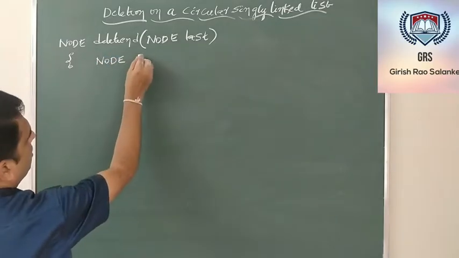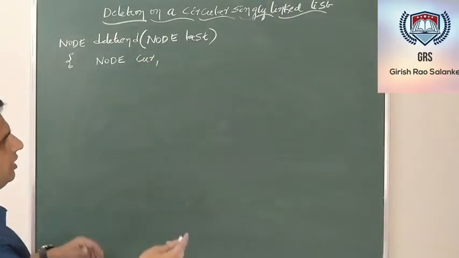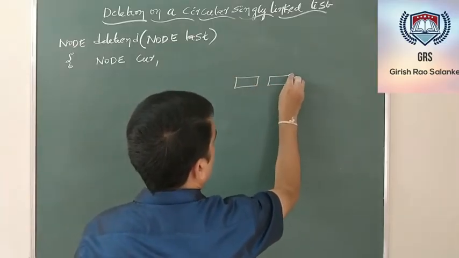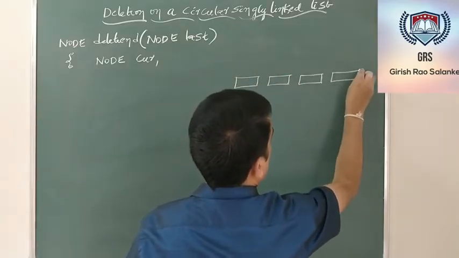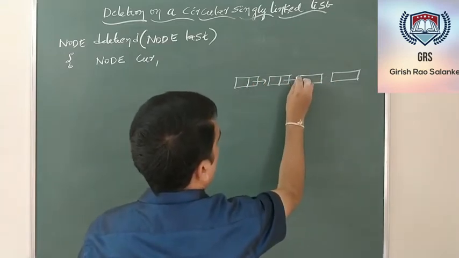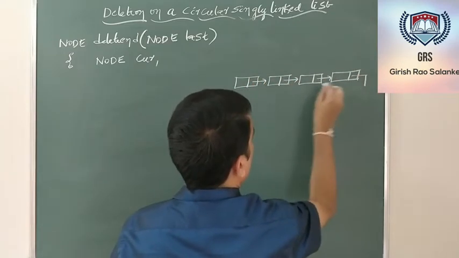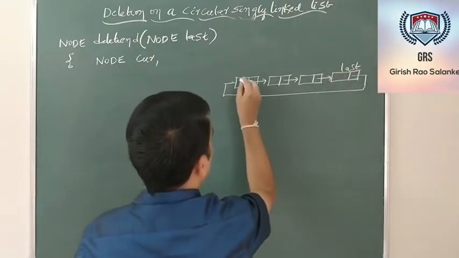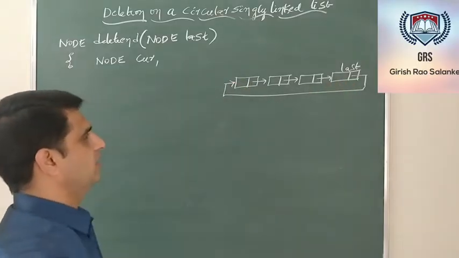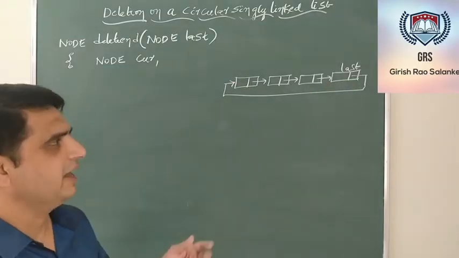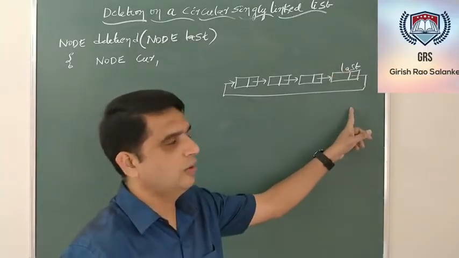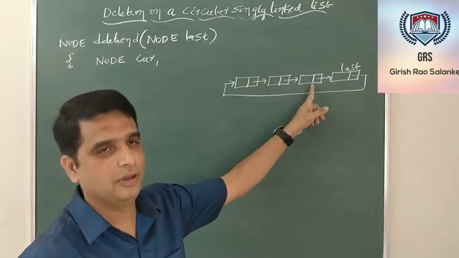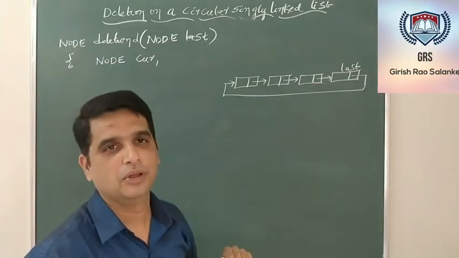Something like a node, may use a variable by name current, because we need to traverse. Assume that this is my last. My objective is to delete this last node. Anyway, I know the address of the last node, I can directly delete, but the problem is if I delete this last node, my reference of my circular single linked list would be this last but one node. But the problem is I don't know the address of this last but one node.